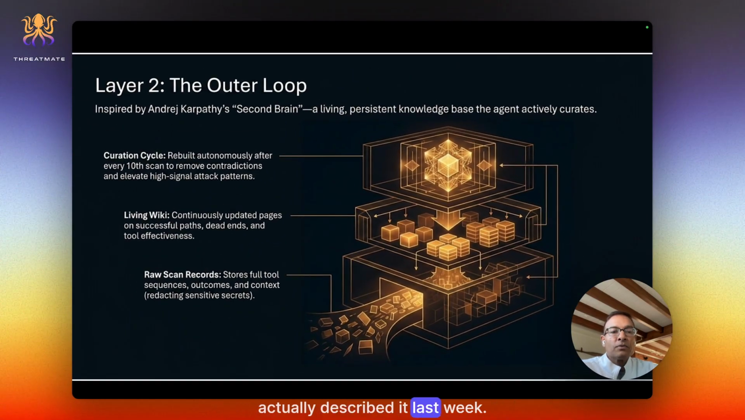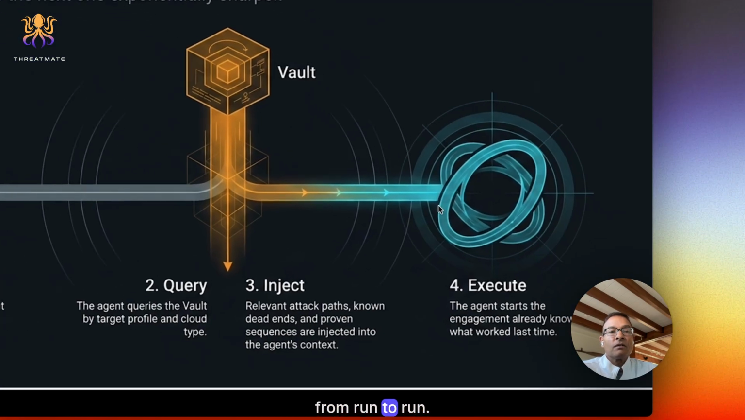I actually described it last week, but basically you take every log from your pen test, you store it in your vault as a raw scan record, and then use an AI to build a living wiki, which essentially captures what are the winning patterns that work from this pen test, and obviously what were the dead ends. So we learn from that going forward. And then, every 10th scan, in this case, we do some curation to rebuild this wiki autonomously so that we have high signal from run to run.